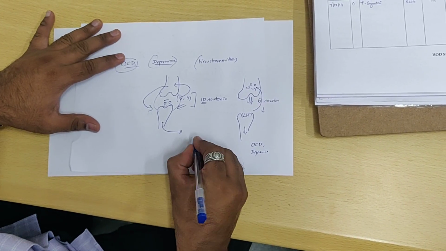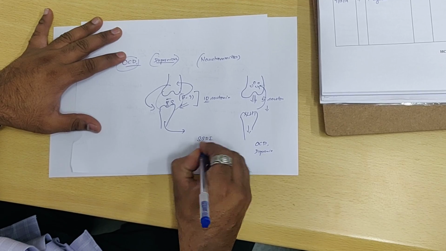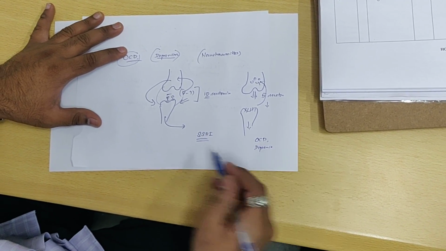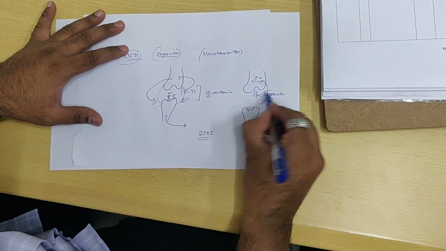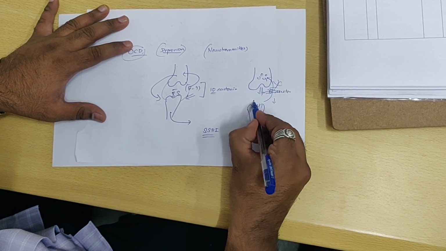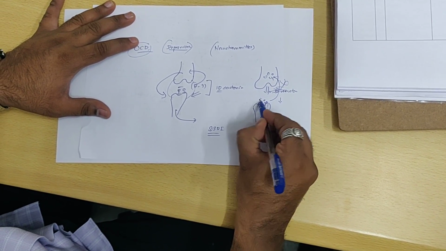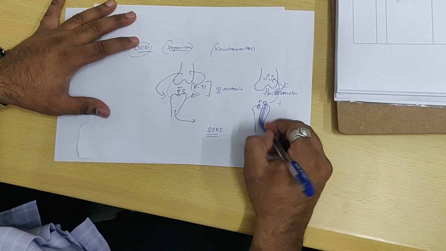So what do we do? The drugs SSRIs, selective serotonin reuptake inhibitors, are blocking the reuptake. If this reuptake is blocked, then they will sit more on the receptor. When they are sitting more on the receptor, their effect is for a prolonged time.